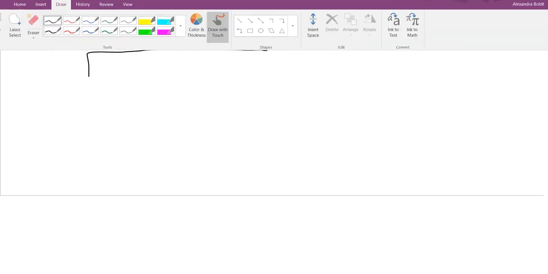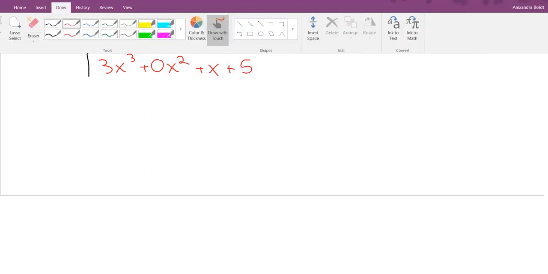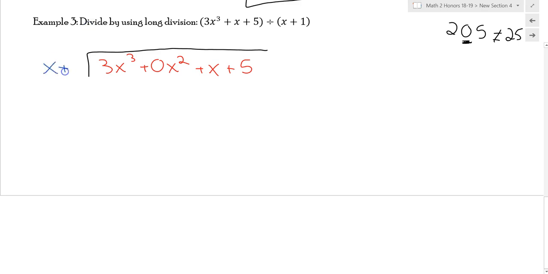So we have our polynomial of 3x cubed. If you notice, there's no x squared. We have to put a placeholder for it. And then on the outside, we have x plus 1. So we're going to start by dividing our first term here and our first term here. 3x cubed divided by x is 3x squared, so I'll put it over my x squared place. Again, if you need to show your work for that on the outside, feel free.